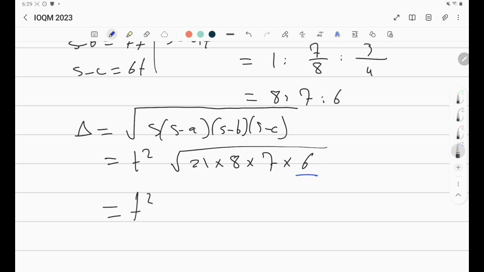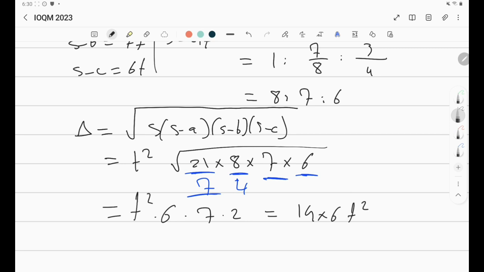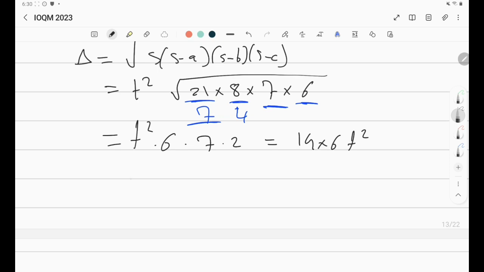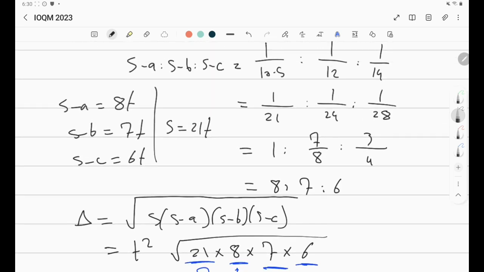Let's think about it. 6 here. Here we get a 2, so it's 4. Here we get 3, so it's 7. So 6. Okay, now it's 7 with 7, they cancel, and 4 itself gives us 2. So 7 times 2. Okay, so this is basically 14 times 6t squared. Nice. So this is delta. Okay, now we can use any one of them. So let's say Ra, it was 10.5, is equal to 14 times 6t squared over, what was this minus a? 8t.